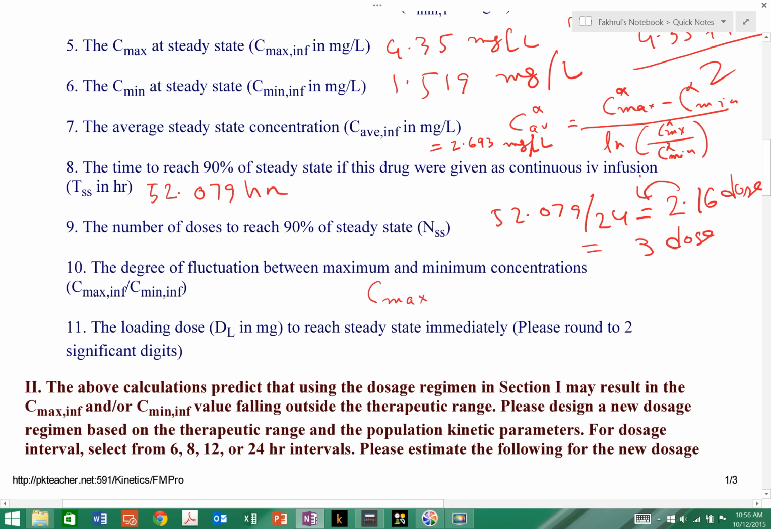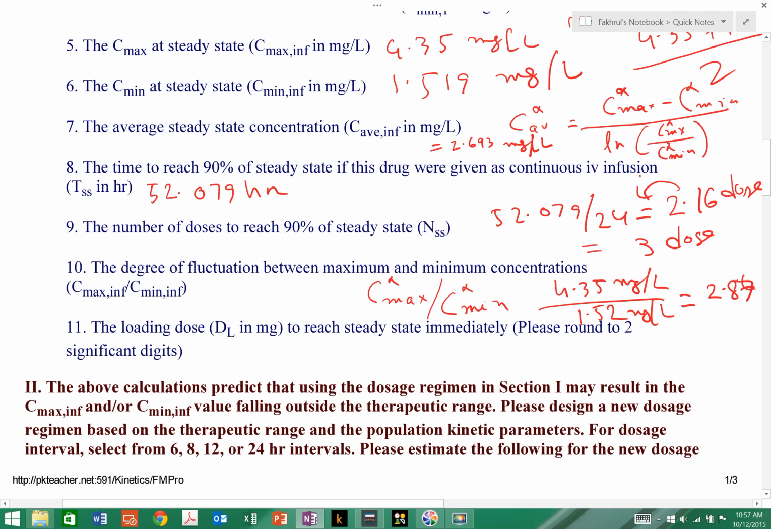C max by C min. These are all infinity. So if you divide, it's going to be 4.37 milligram per liter by 1.5652 milligram per liter. So degree of fluctuation is going to be about 2.86. So this would be your degree of fluctuation, or I think it could be 870 based on the calculation.